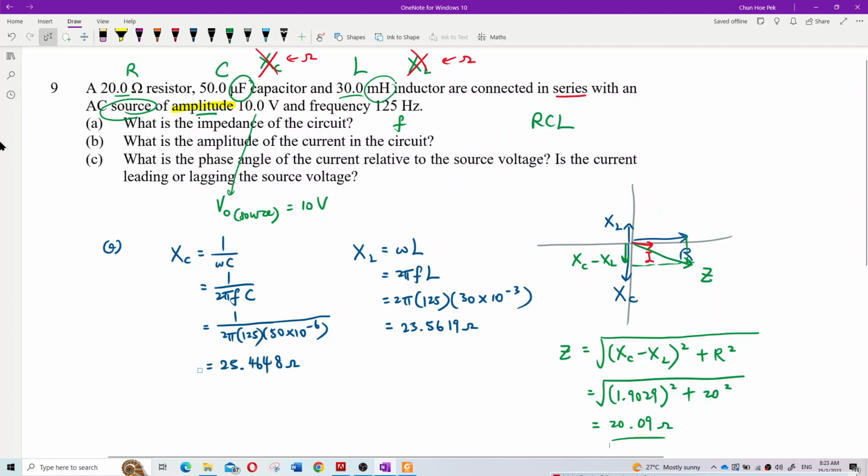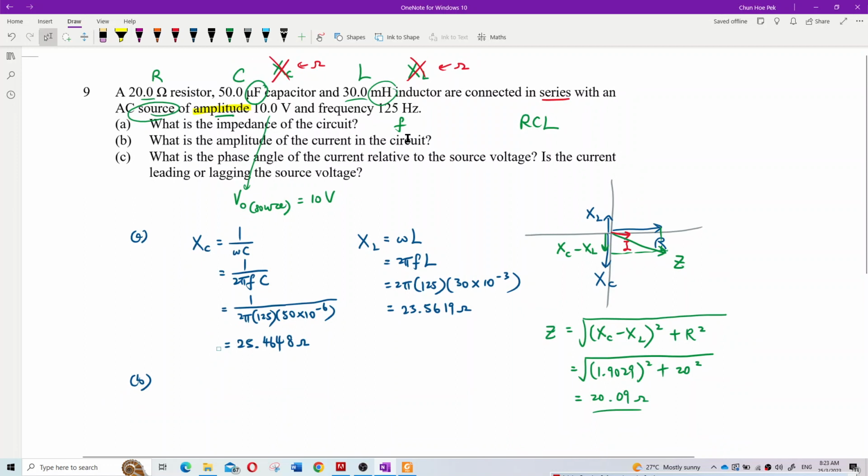That's the impedance. Now for question B, let's look at it. What is the amplitude of current in the circuit? Amplitude of current means I want to find I naught, the maximum value, the peak current.